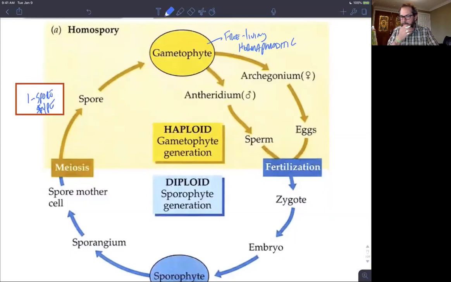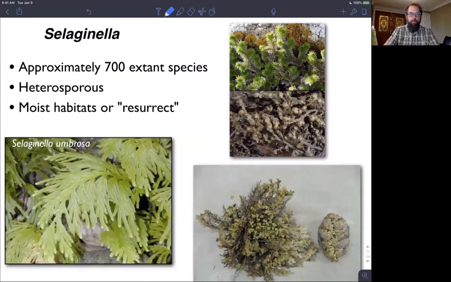I'm not going to go through the rest of this life cycle because we've gone through several of these, but we end up with our standard alternation of generations life cycle, keying here on homospory, just having one type of spore. One of the other groups that we see in lycophytes is the genus Selaginella. Selaginella is about 700 species or so. The main reason I want to bring these up is that they are heterosporous. And what that means is that we have two types of spore.